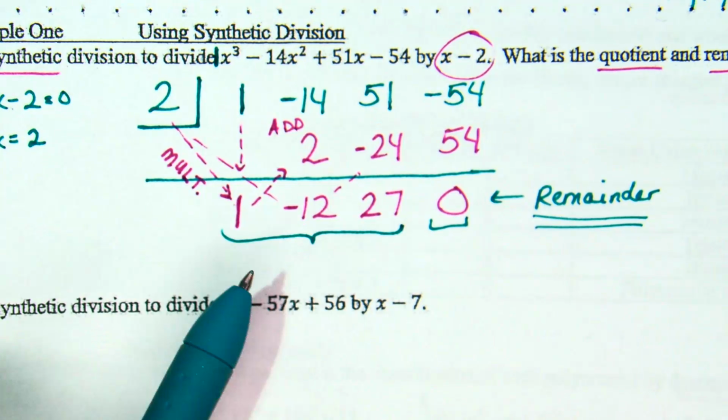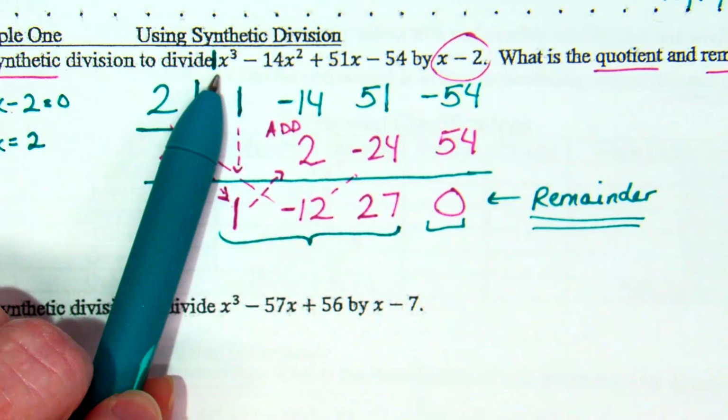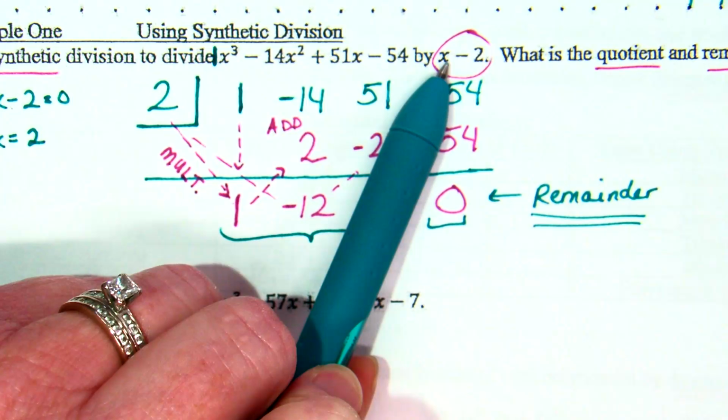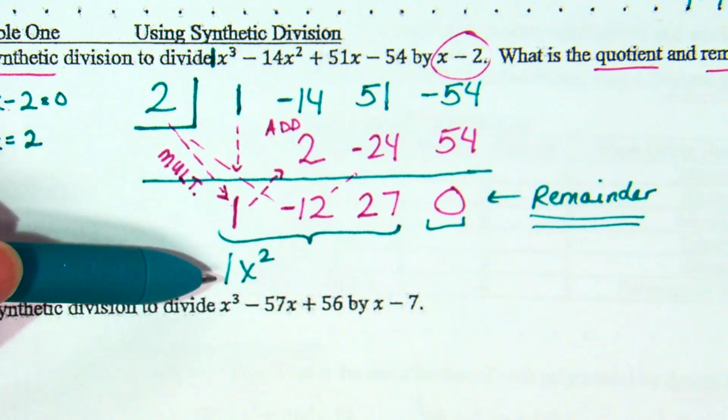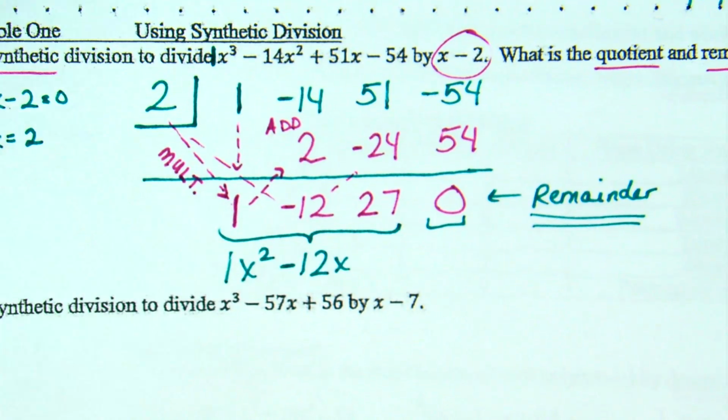Now, think, my original problem was x to the third, but we divided by an x, which is going to take and drop away 1 power and make it x to the second. So this 1 right here represents 1x to the second. It will always be 1 power lower. The minus 12 is going to be minus 12x, and the 27 is just plus 27.